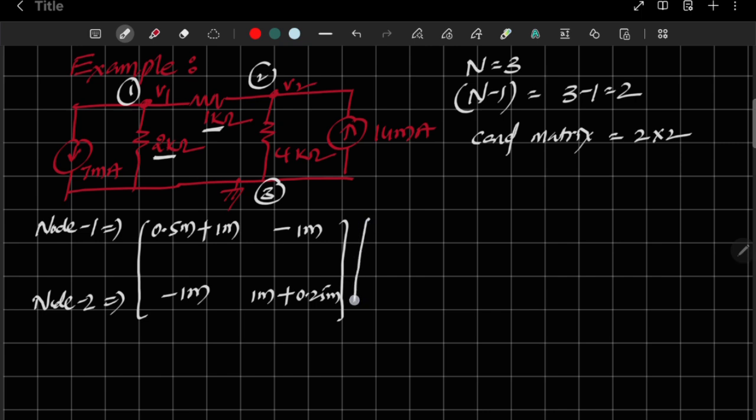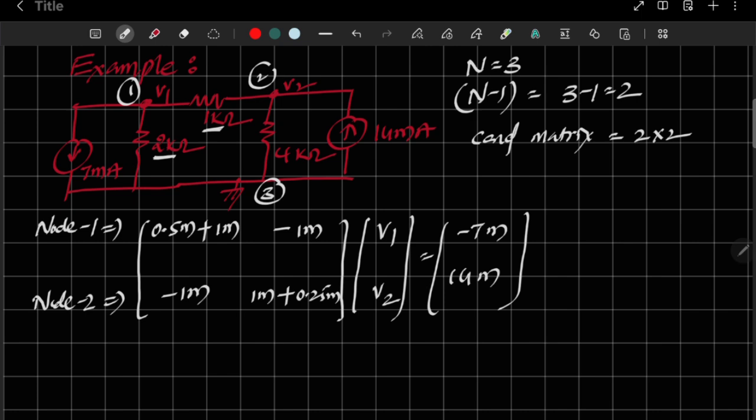Then it is multiplied with this voltage vector, and it is equal to the current vector we have to write. What is the current injected into node 1? Minus 7 milli, because 7 milli is leaving node 1. So in order to make it an injection, you have to take minus 7 milli. What is the current injected into node 2? That is 14 milli. So writing the matrix relationship is over.